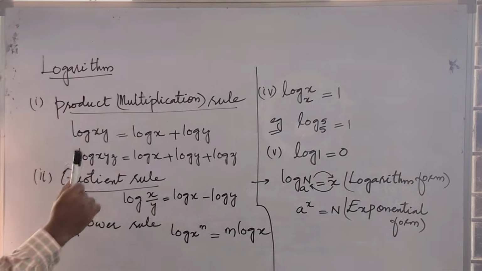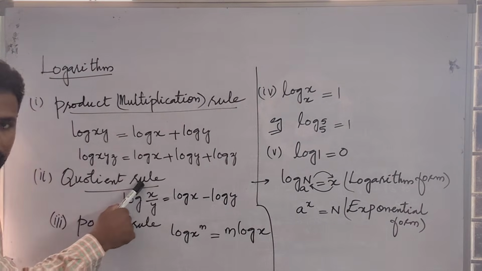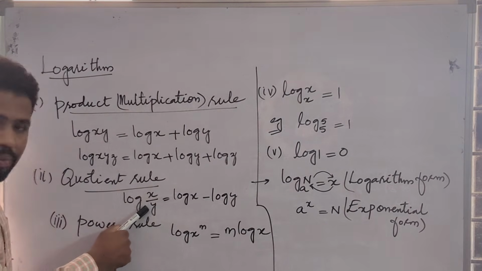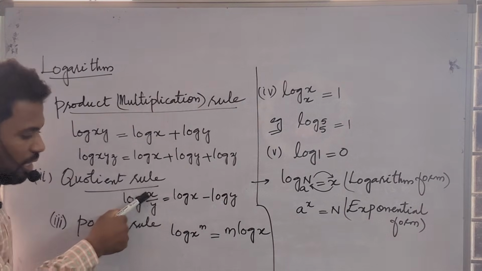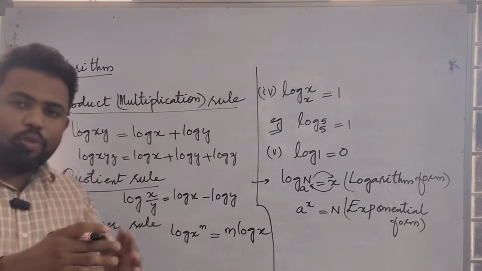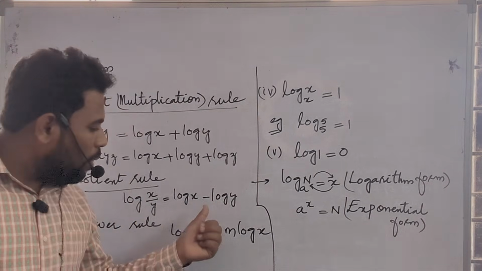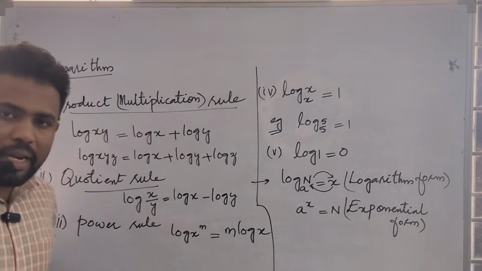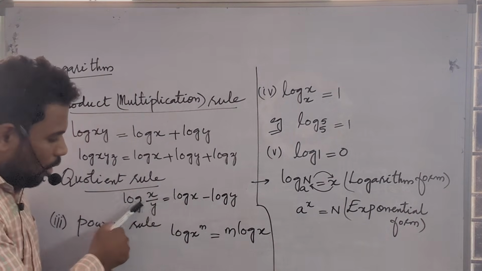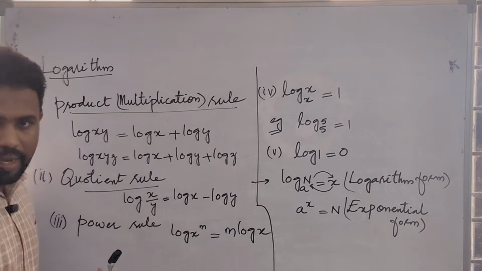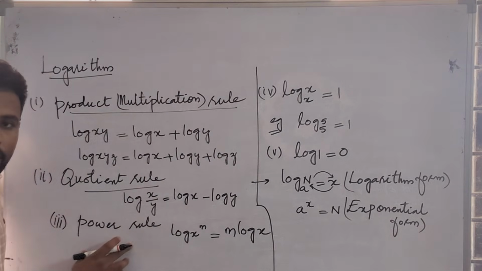Now the second one is called the quotient rule. So log x by y. Here we can see that x and y are getting divided by each other. So with division, we have to expand the log with the help of a minus sign. So log x minus log y. And the third rule is the power rule.